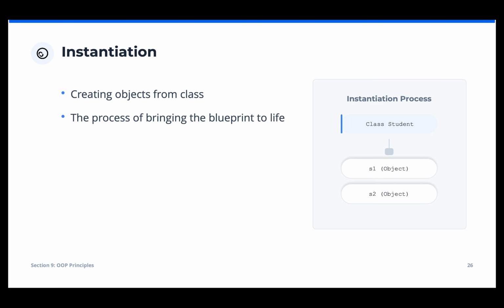Instantiation. So it is the process of creating objects from a class. This slide is describing it as bringing the blueprint to life, which is a very effective way to understand it. A single class can be instantiated many times, producing multiple objects that will all follow the same design.